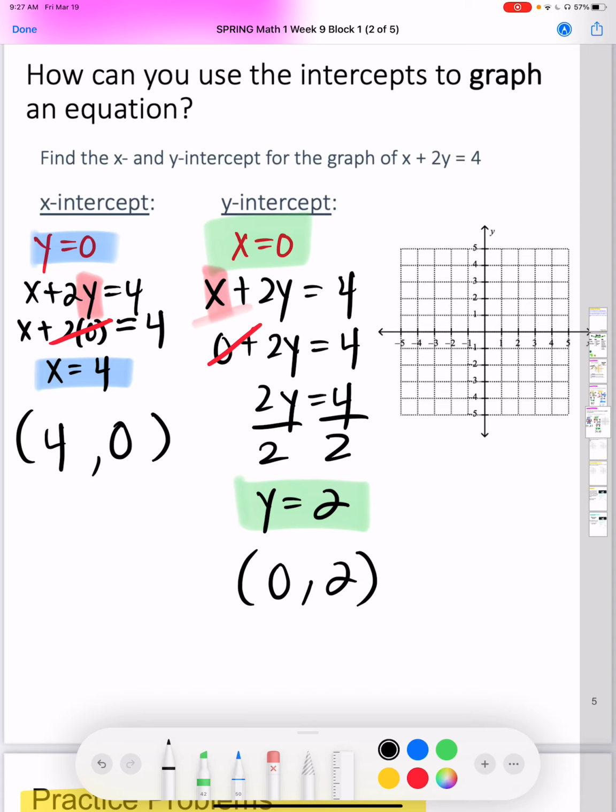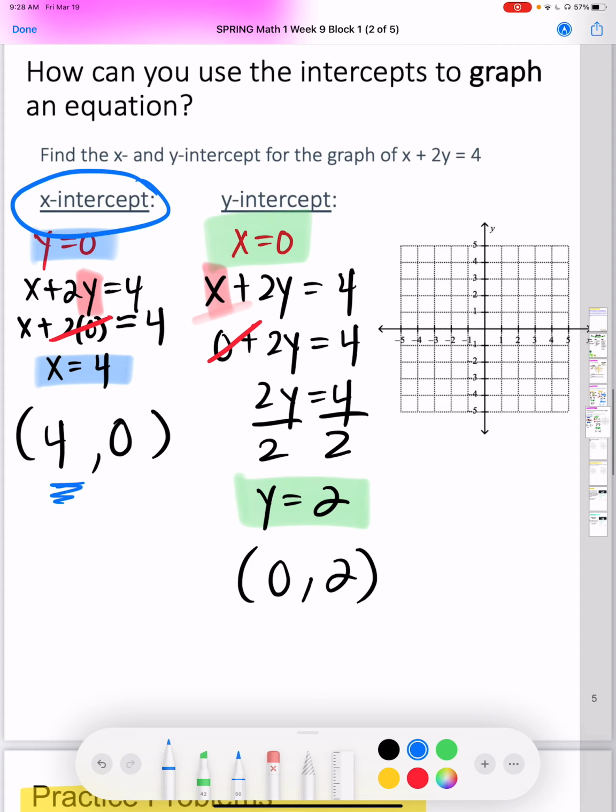So now it's asking me to graph. So I'm going to go ahead and graph that line using x and y intercepts. It's super easy. What I'm going to do is plot my x-intercept first. You could start off with your y if you would like. My x-intercept is at 4, 0. So I'm going to go on my x-axis to 4. So 4, 0 is right here. Put your coordinate down.